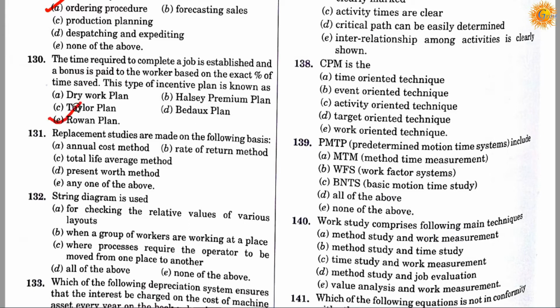Correct answer is E. It's a Rowan plan. It means the time required to complete a job is established and a bonus is paid to the worker based on the exact percentage of time saved. This type of incentive plan is known as Rowan plan.